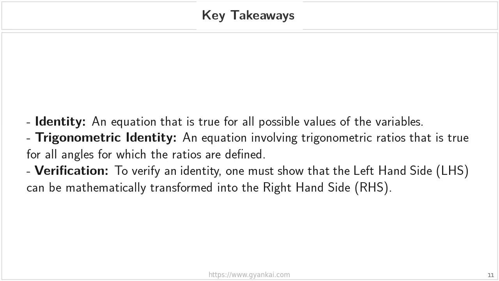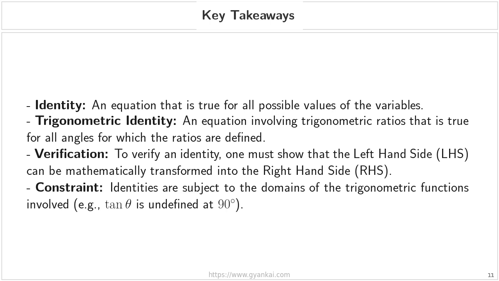This brings us to the concept of verification. As you progress through this chapter, you won't just be checking numbers, you will be asked to prove these identities. To verify an identity, your goal is to use algebraic manipulation to show that the left-hand side, or LHS, can be mathematically transformed to look exactly like the right-hand side, or RHS. You are essentially proving that both sides are mathematically equivalent.